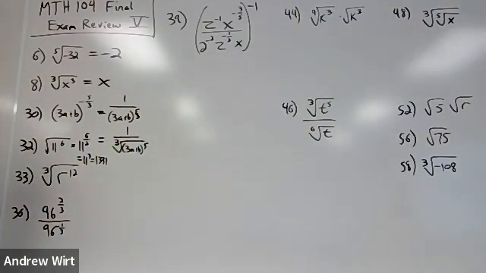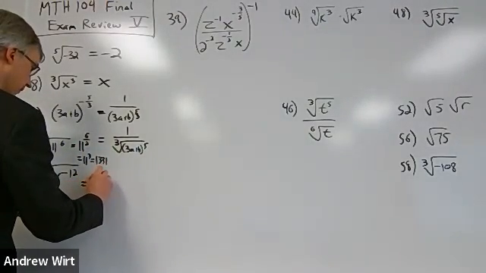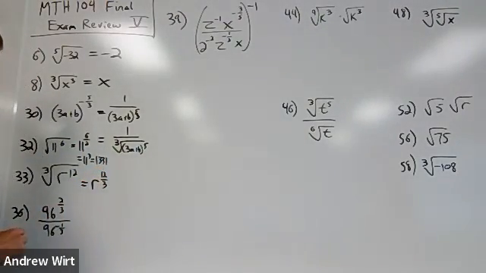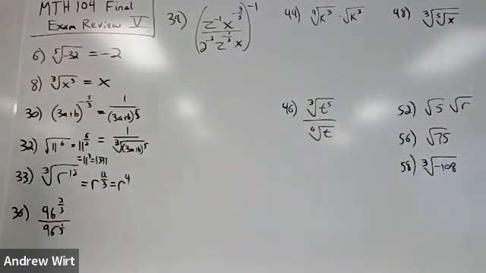All right, next up, r to the 12th. And then we're going to take the 3rd root of that. So that's r to the 12 on top, 3 on the bottom, 12 over 3, or r to the 4th power.